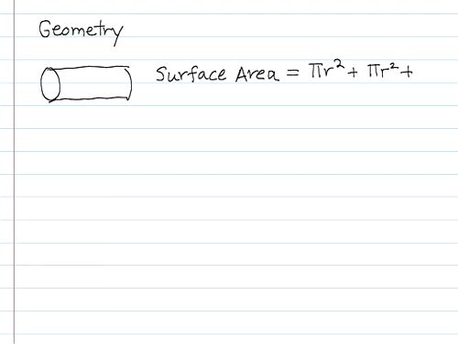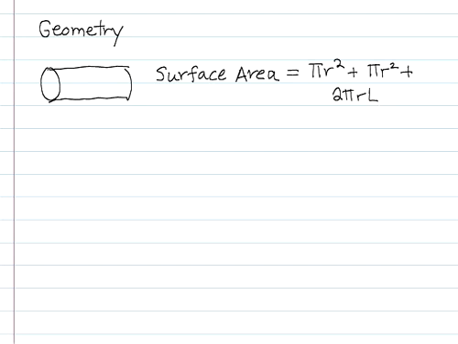Now, the way you can think of that is to think of the circumference of a circle, and then stretching that circumference of a circle down the length of the cylinder. So the circumference of a circle is 2 pi r, and then you'd multiply that by the length of the cylinder.